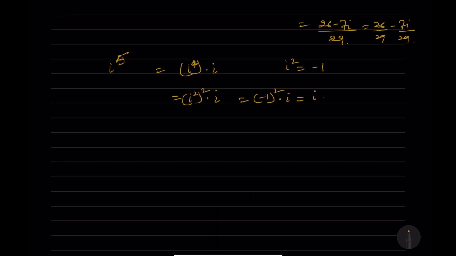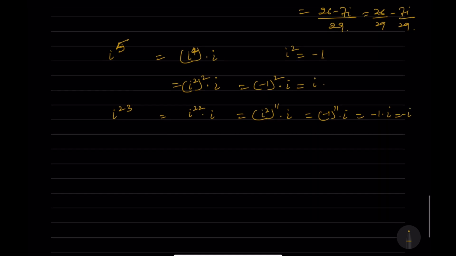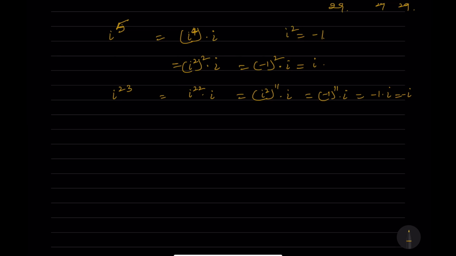In the same way, suppose you have i to the power of 23. How do we write this? i to the power of 22 into i. This can be written as (i square) to the power of 11 into i, which is equal to (minus 1) to the power of 11 into i. Whenever the power is an odd number, you can write this as minus 1 into i, which is equal to minus i. This is the answer. So in this way we can do many powers. We have to split it and write it down in this way.